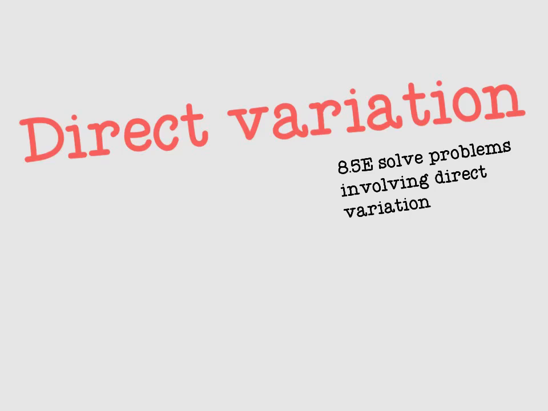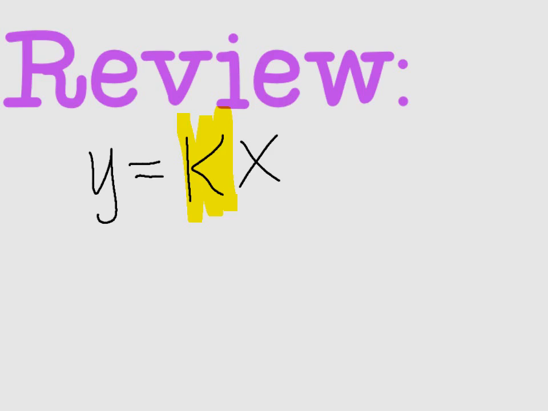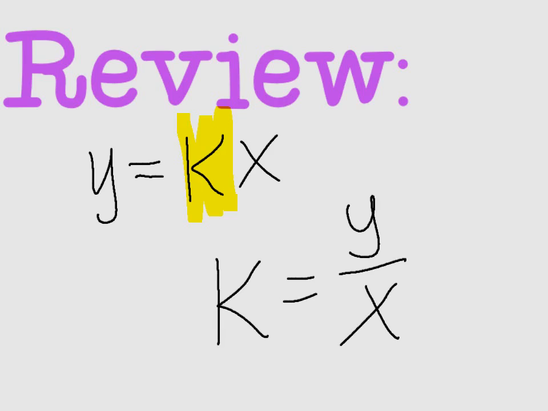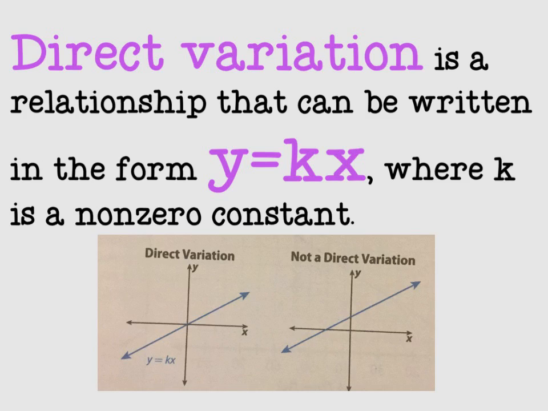Today we're going to talk about direct variation. It's just expanding on what we already know about proportional relationships. So let's review what we know. Proportional relationships are in the form y equals kx. And where y equals kx, what's our k? Our k is our constant, and our constant we find by doing y divided by x. Don't get confused and put the x first. It's always y over x.